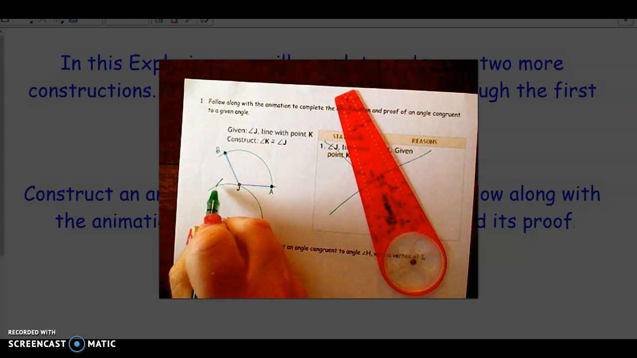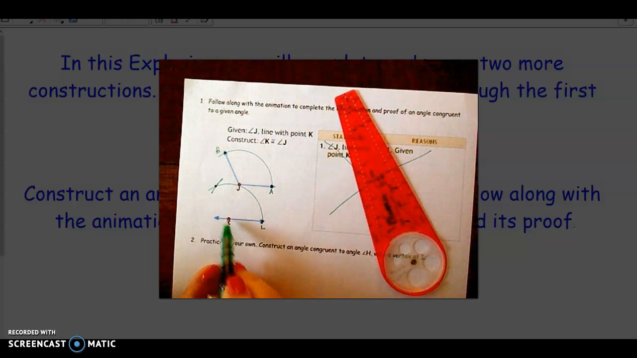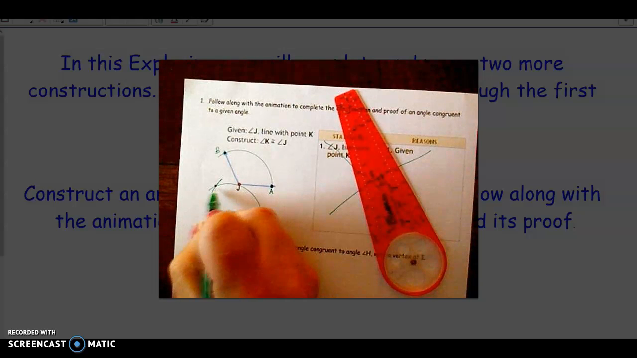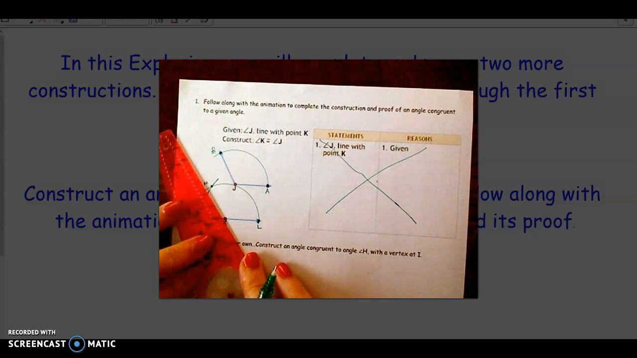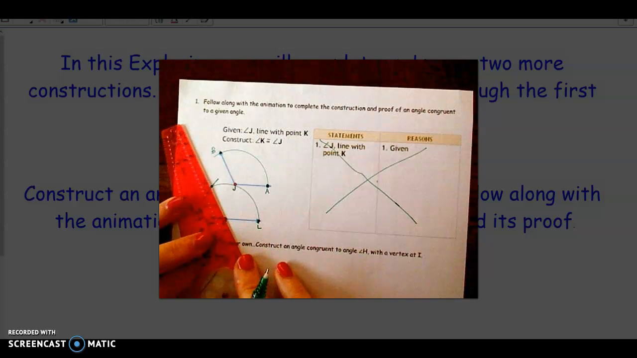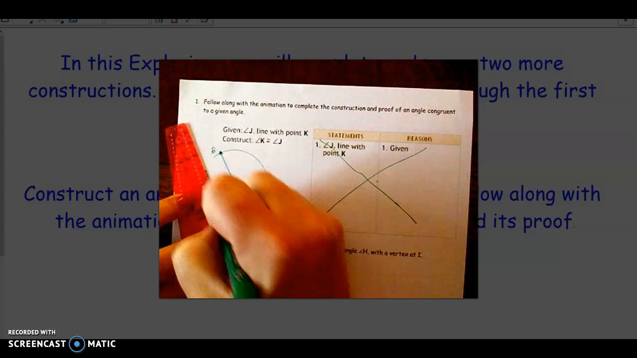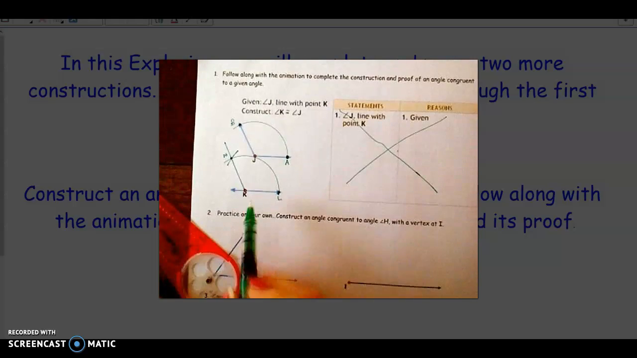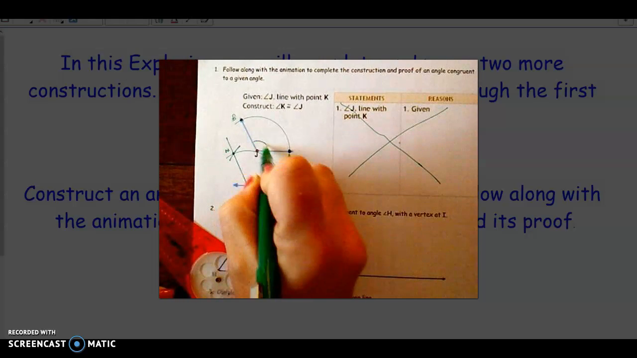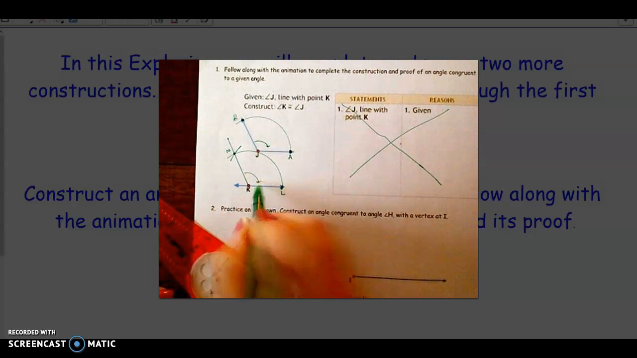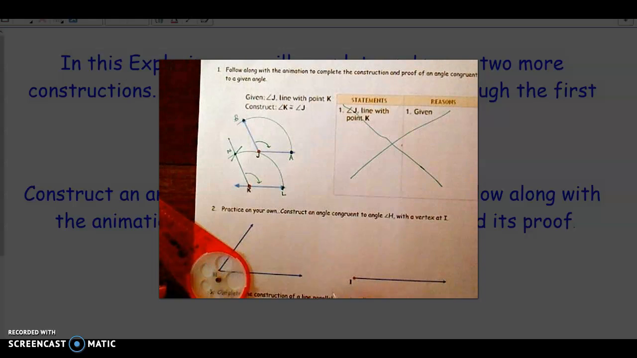And that allows me to know where that point is that I need to connect with K to copy that angle. So I'm going to label this as point M. So all I need to do to finish this is just connect point K through point M to copy that angle. And so if you were to use your protractor, you would hope that this angle measure here is the same as this angle measure here, because we were copying the angle with that proof.